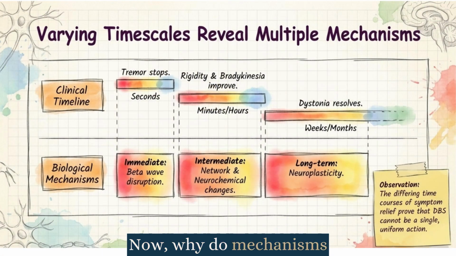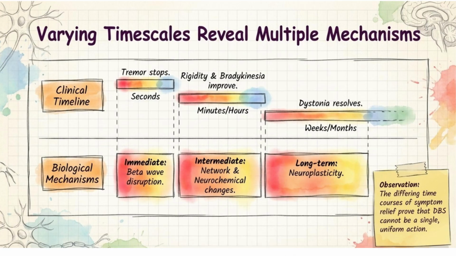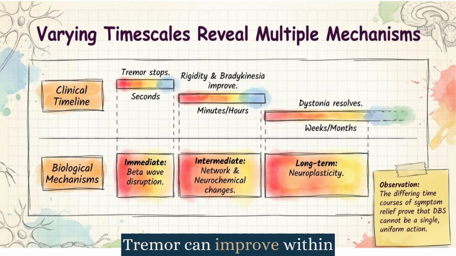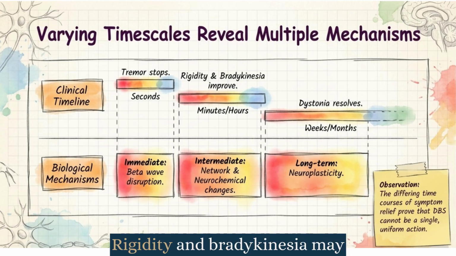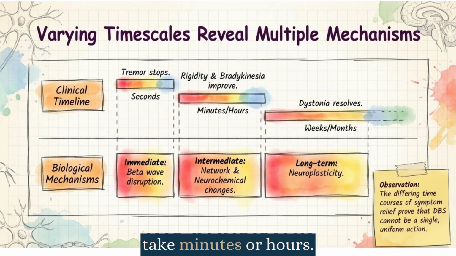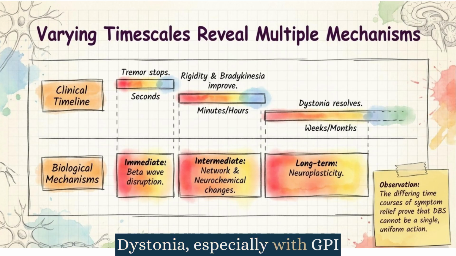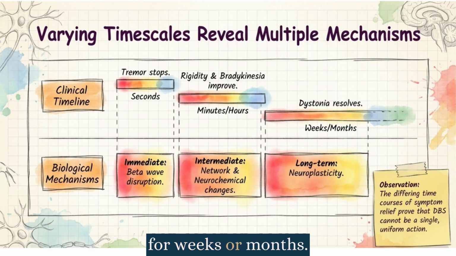Now, why do mechanisms matter? Because the time course of benefit tells us DBS is not doing just one thing. Think of a typical Parkinson's patient. Tremor can improve within seconds of switching on the device. Rigidity and bradykinesia may take minutes or hours. Dystonia, especially with GPi stimulation, can keep improving for weeks or months.